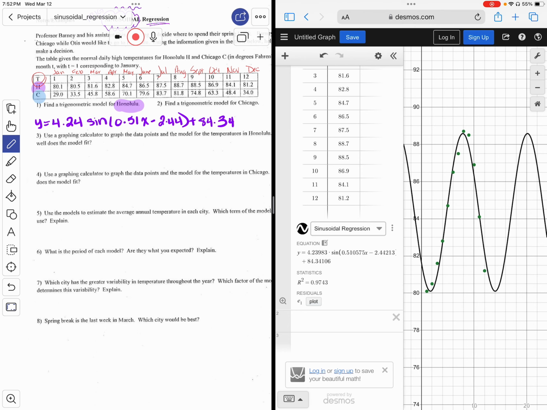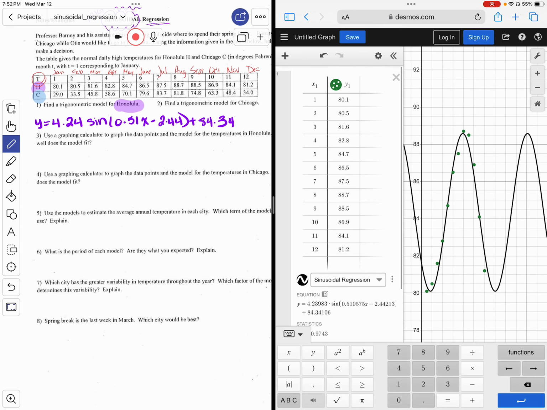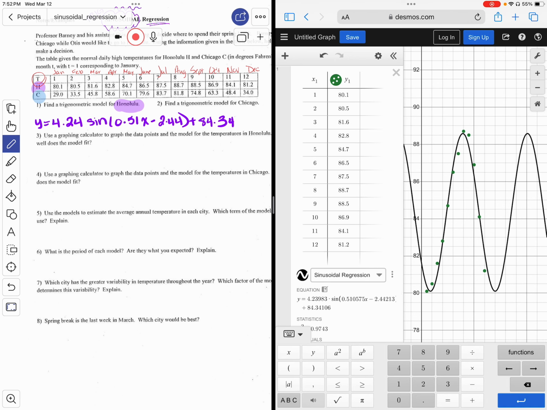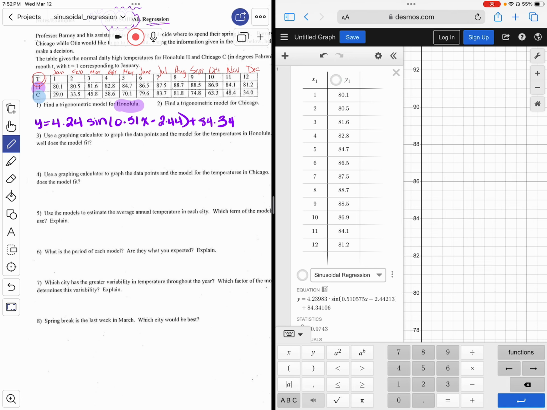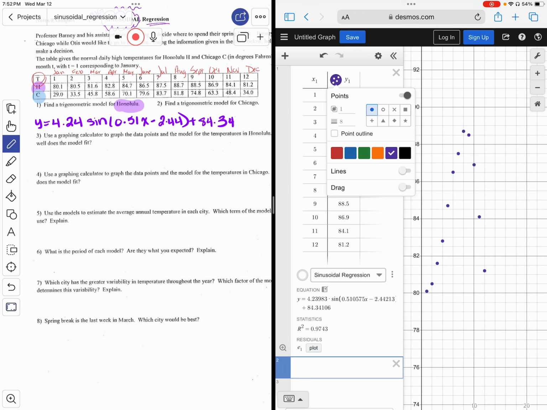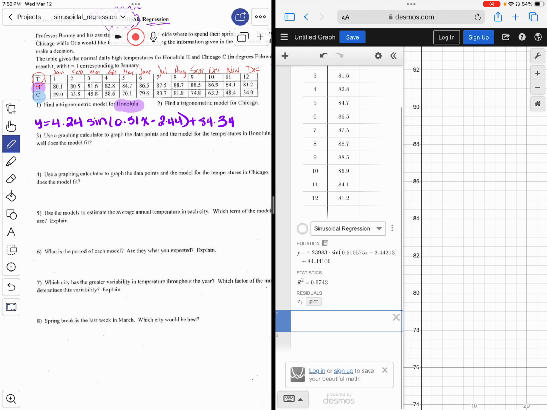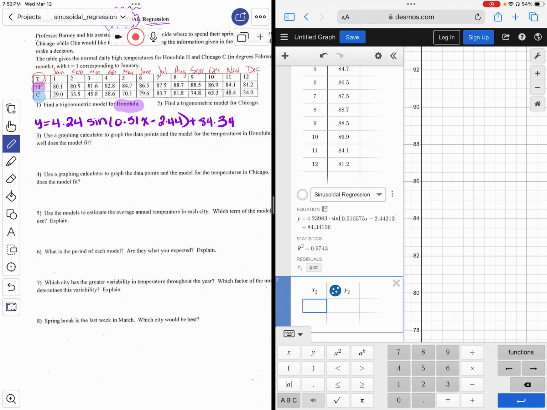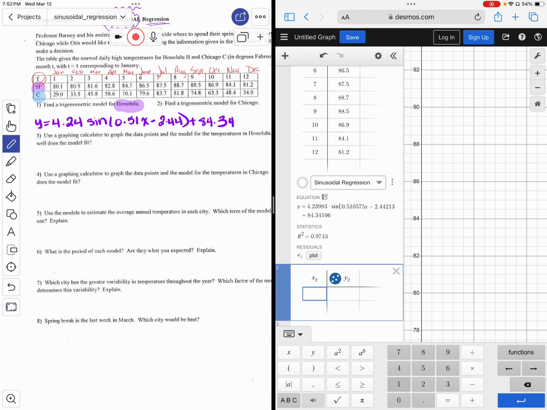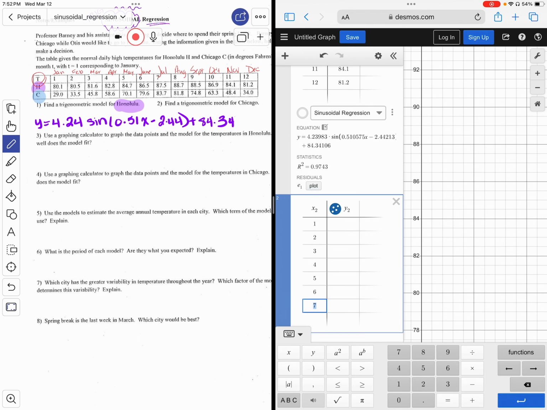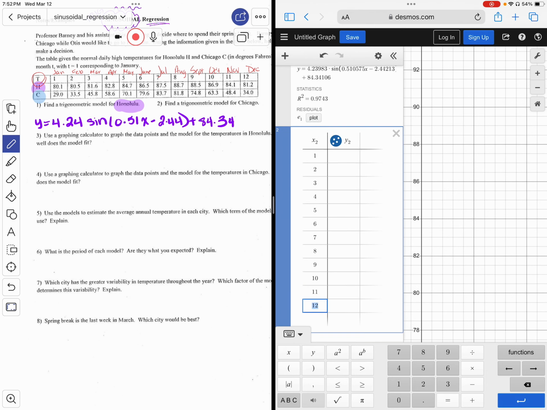When you're using the locked Desmos, you'd have to erase all of your work. Here we have the ability to turn it off by clicking the colored buttons, and we don't lose any data. So here are my points for Honolulu, and I will turn those purple so they match my graph. Here, I'm going to build a new table for Chicago. I re-enter January, February, March, April, May, June, July, all the way through December, and I put Chicago's temperatures in.